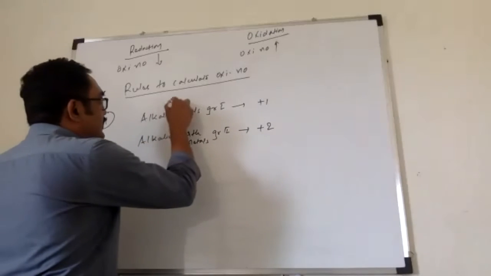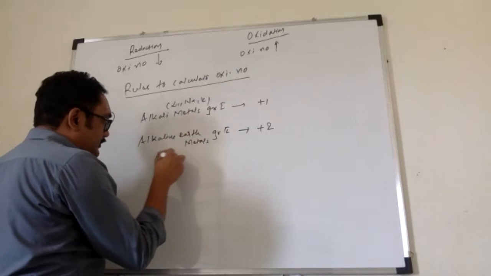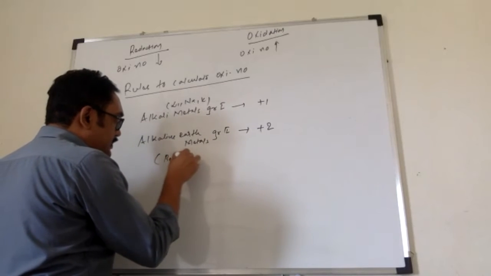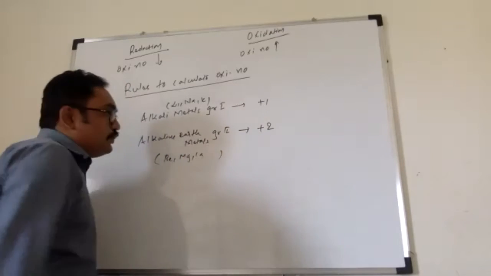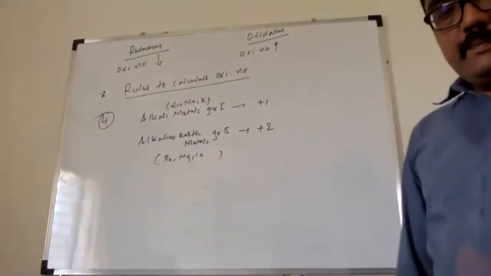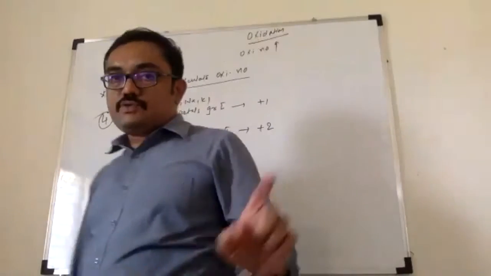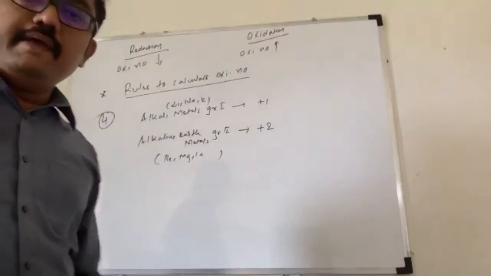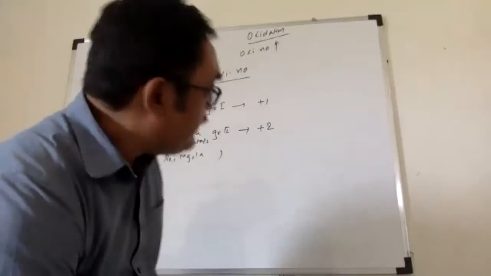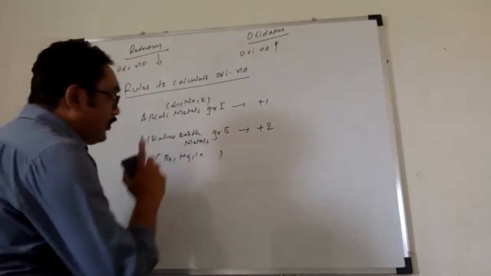Alkali metals are lithium, sodium, potassium. These are beryllium, magnesium, calcium. So whenever you see an alkali metal in any equation, always take +1. And whenever you see an alkaline earth metal, always take +2. They do not have any other oxidation number. They always remain the same. That is rule number 4.